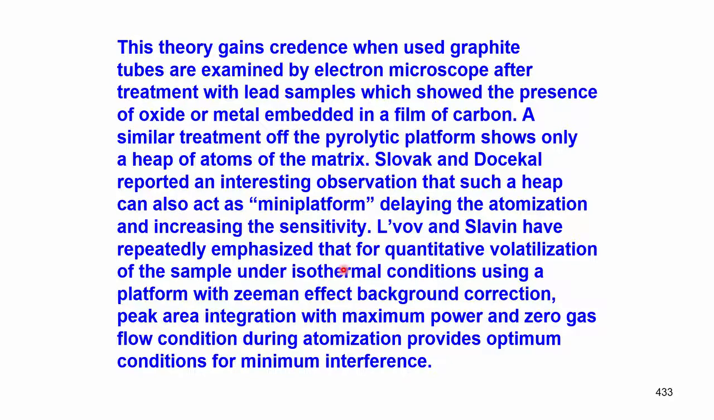Okay. So, ppt is the detection limit and ppb is the determination limit, 1000 times more. So, all these things contribute. Quantitative volatilization of the sample under isothermal conditions is the best way to handle such things, because in general if we do this determination without the platform, all these things what I have told you will happen.